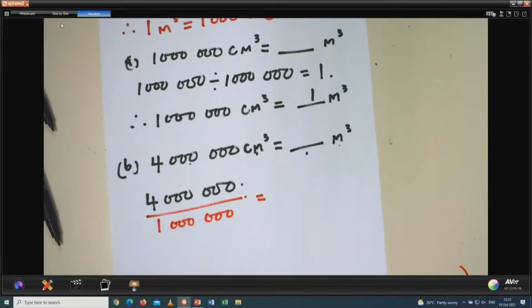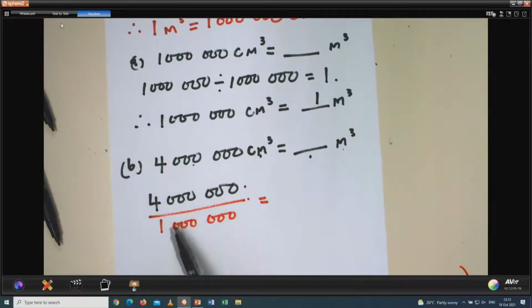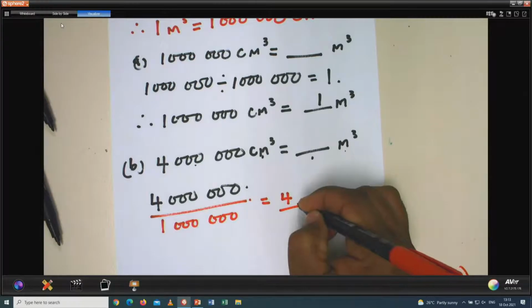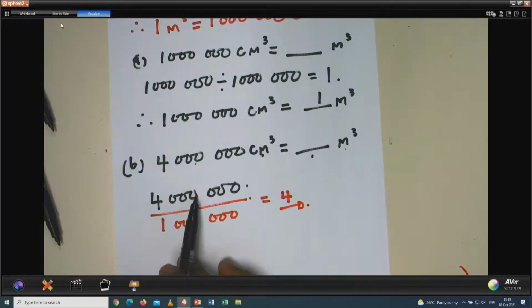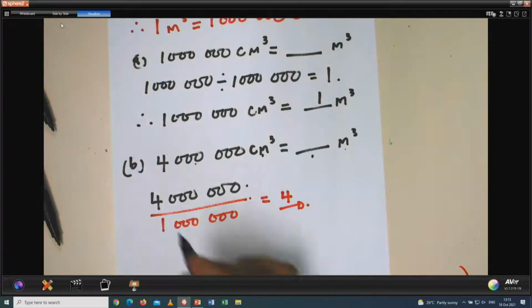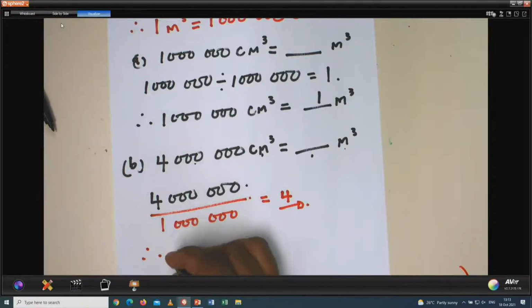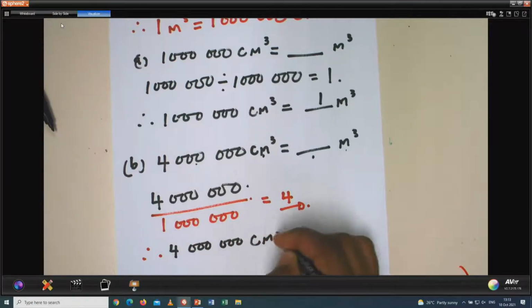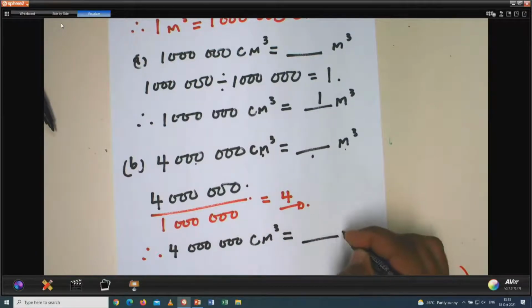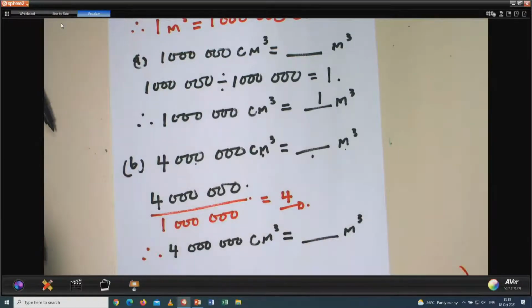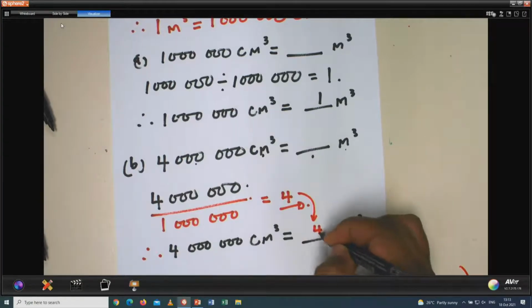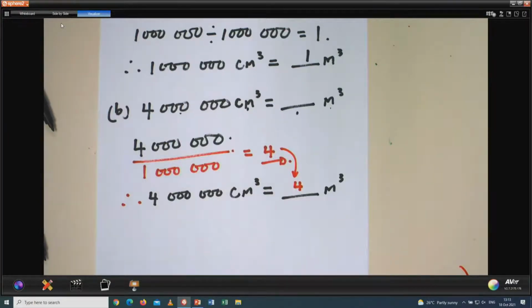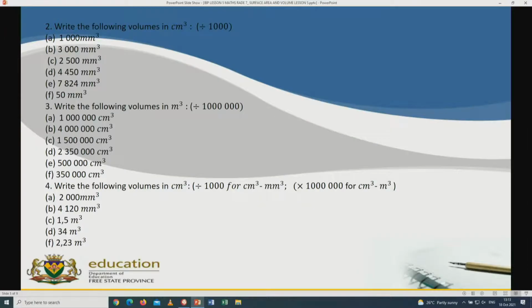And therefore what will be the answer? You see, it is 1 million into 4 million, and therefore that will go 4 times, because 4 million is 4 times 1 million. Therefore we can say the 4 million cubic centimeters is equal to 4 cubic meters. I think it's clear. Now we do the same with the rest.